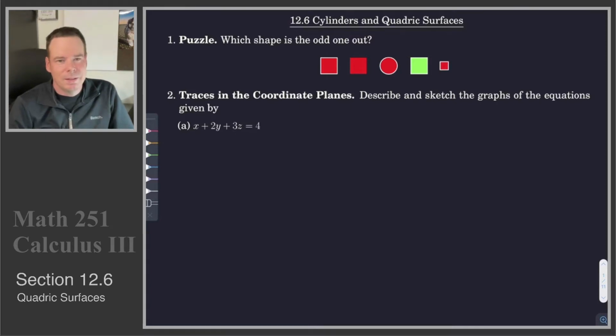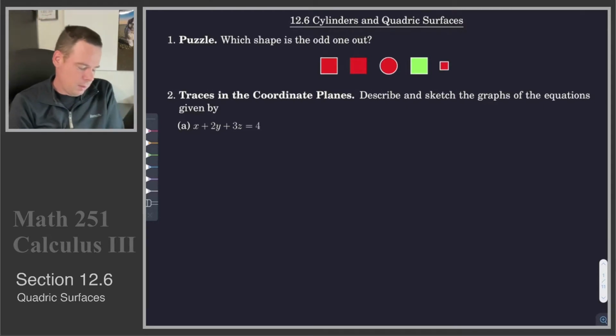Hi everyone. In this section we're going to finish up chapter 12, and this is going to be on graphing special families of surfaces known as quadric surfaces. And we're going to use some of our techniques that we developed in chapter 14, this idea of traces. If you're watching this and you haven't done the chapter 14 material yet, that's alright. I'll introduce the idea of a trace in this section as well.